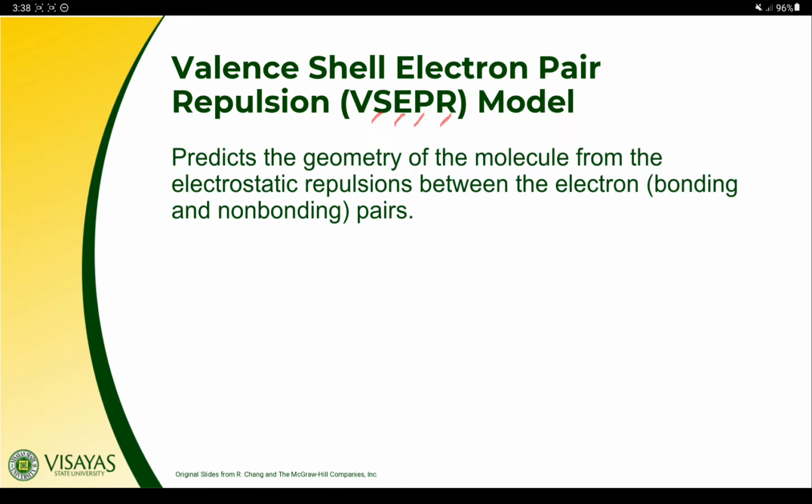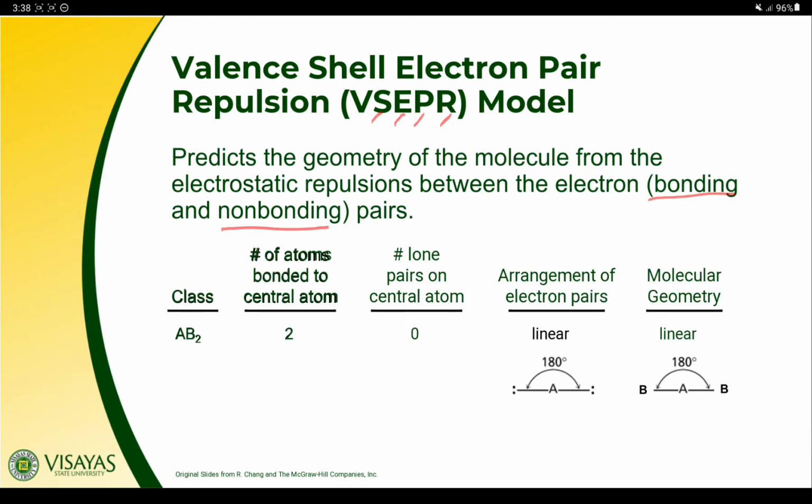Remember that electrons are negatively charged. So when they come close, of course, they repel each other because like charges repel. So our bonding electrons and non-bonding electrons also have repulsions, or repel each other.